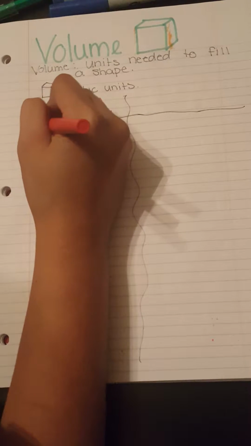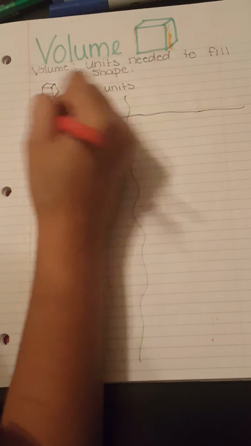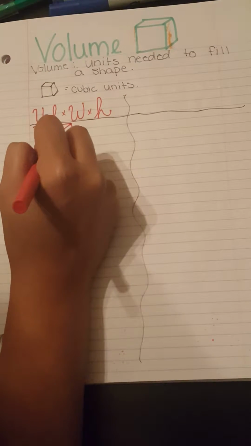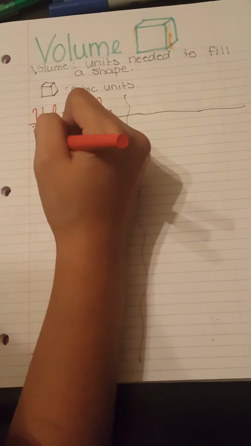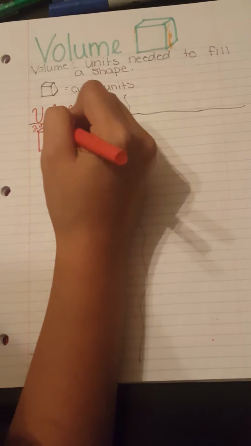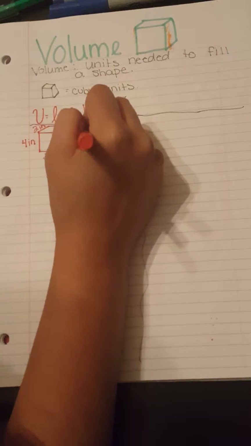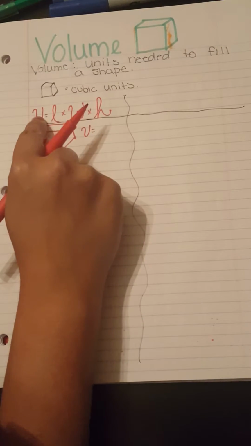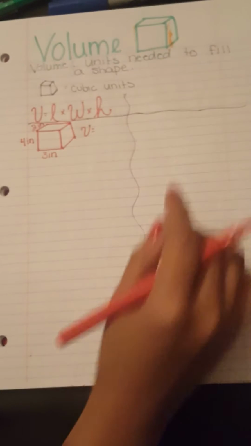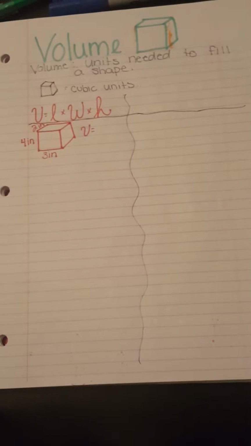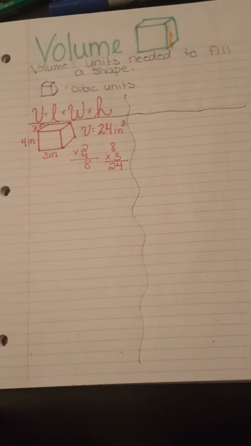And let's just say that this right here is 2 inches. This right here is 3 inches. And the height is 4 inches. Go ahead and apply this formula, boys and girls, and find the volume. Pause the video and find the volume. The correct answer, boys and girls, is 24 inches cubed. Let me go ahead and give you another example.